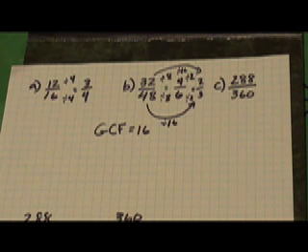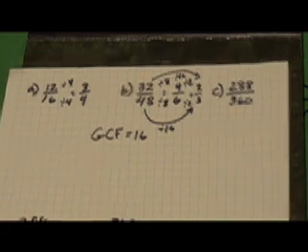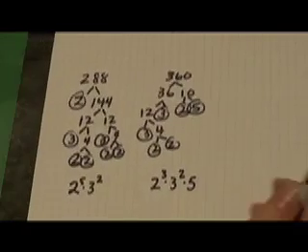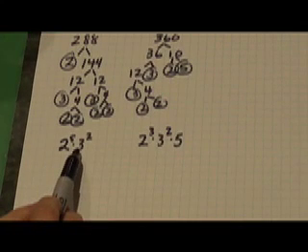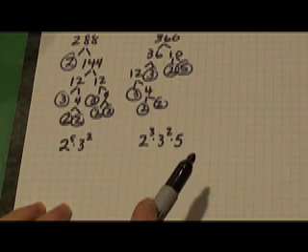In the next problem, 288/360, I could divide by 2, and then I could try 2 again, and I could continue like that. But these numbers are pretty large, and I don't see a big factor that's common right away. So to do this problem, I prime factored these. Looking at 288, I ended up with 2 to the 5th times 3 to the 2nd. And doing 360, I got 2 to the 3rd times 3 to the 2nd times 5.